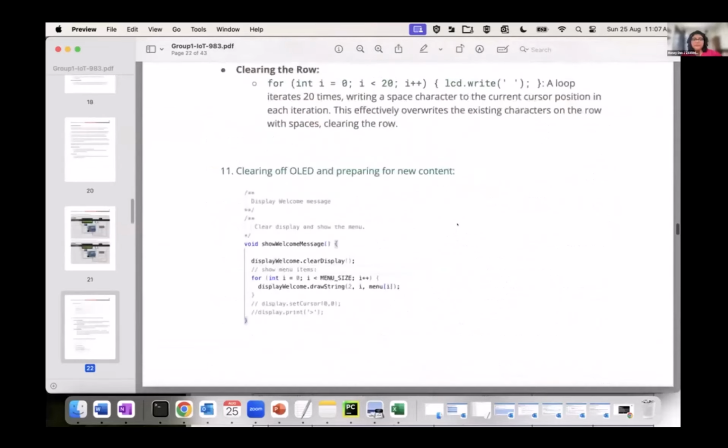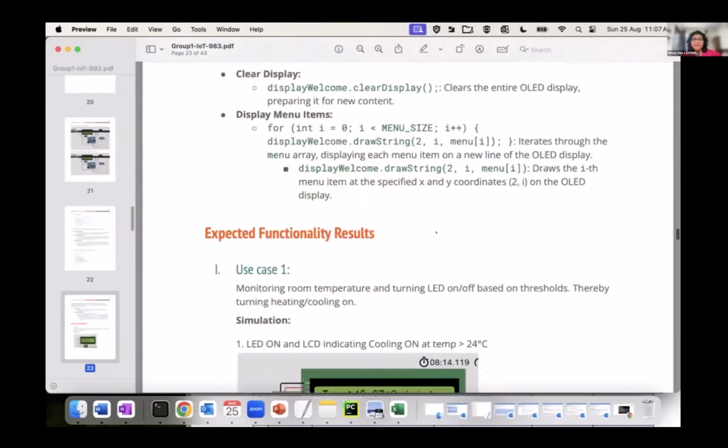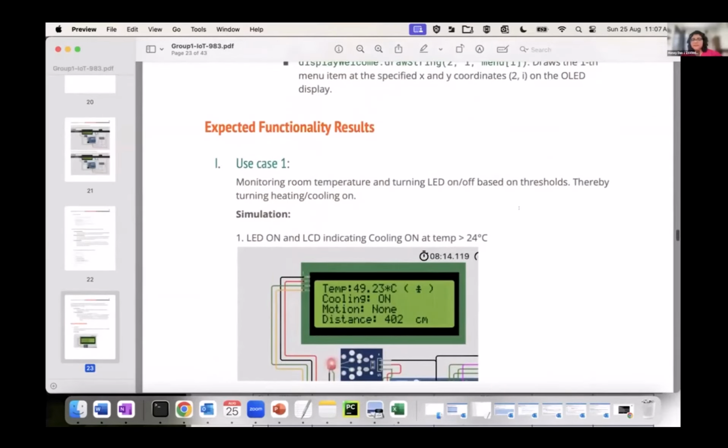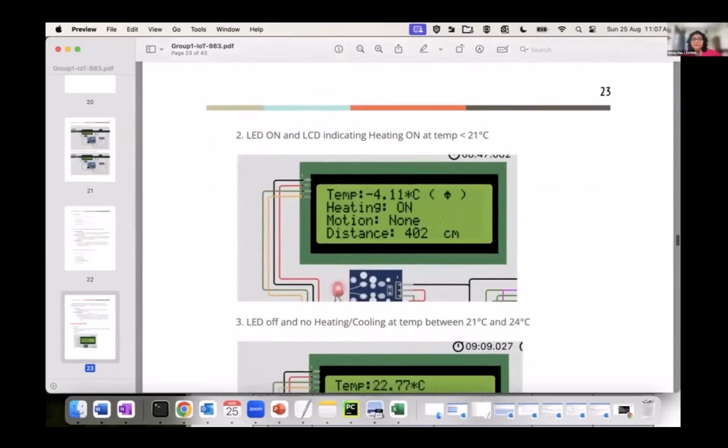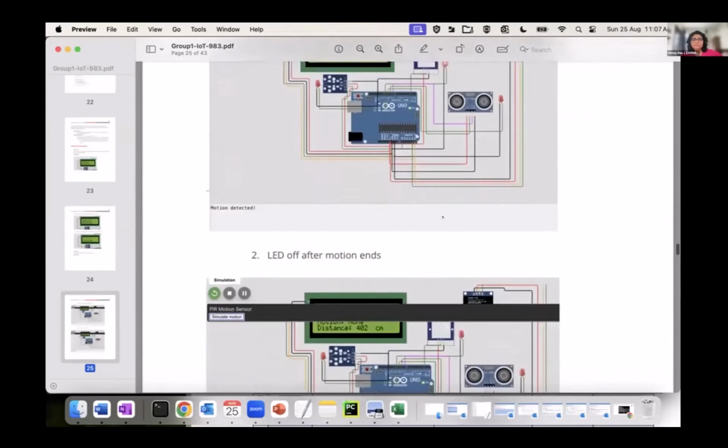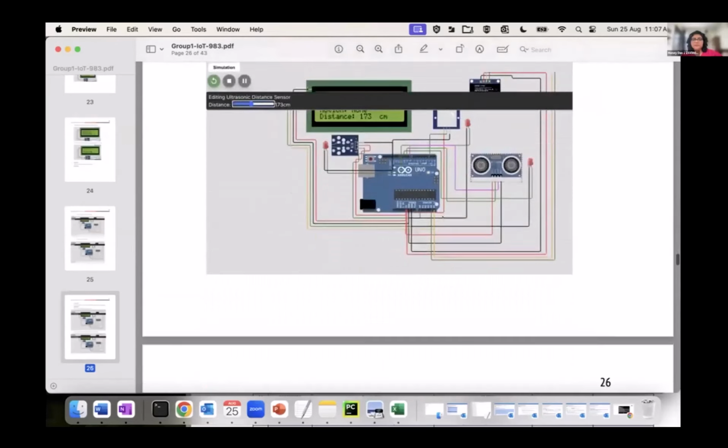We would go through it during the simulation, and then we have cleared off the LCDs and the LEDs. These are the use cases that we will walk through during the demo. The first one is about temperature, the second one about motion, and then about distance.